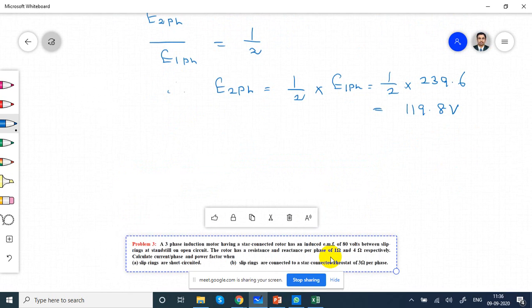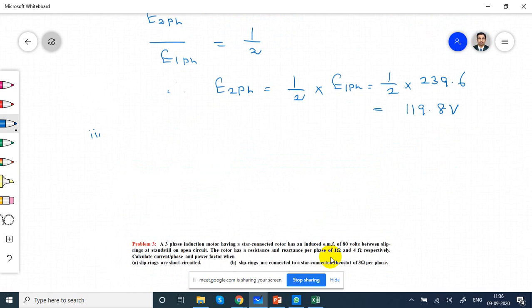And the third case will be the magnitude of rotor induced EMF in running condition, that is, you are going to calculate E2R. E2R stands for running. What is the formula for E2R?